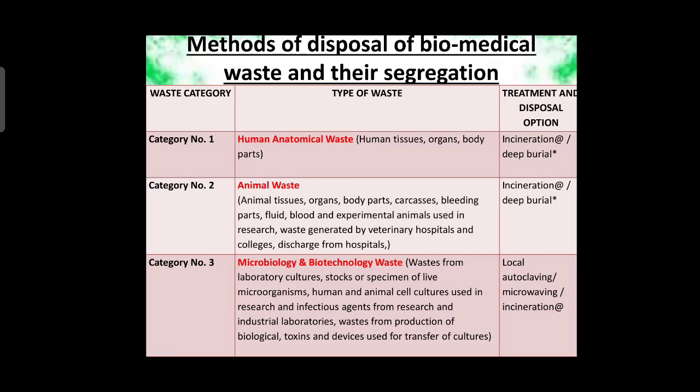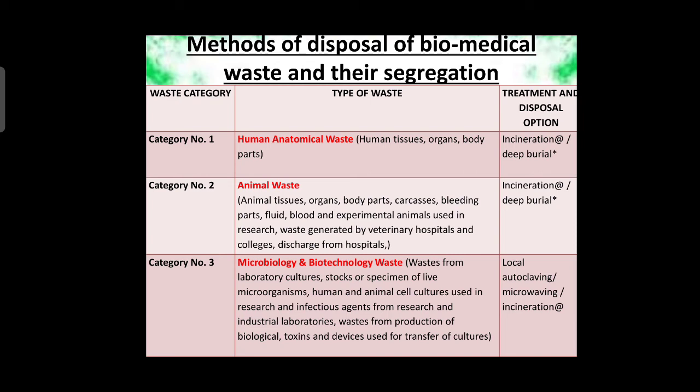Now we are going to see the methods of disposal of biomedical waste and their segregation. In the waste categories, there are types of waste and there is a treatment for each, which means which waste will be managed by which procedure. Category 1 is human anatomical waste, that is human tissue, organs and body parts, which will go for incineration or deep burial. Next is category 2, animal waste, which uses the same disposal procedure.